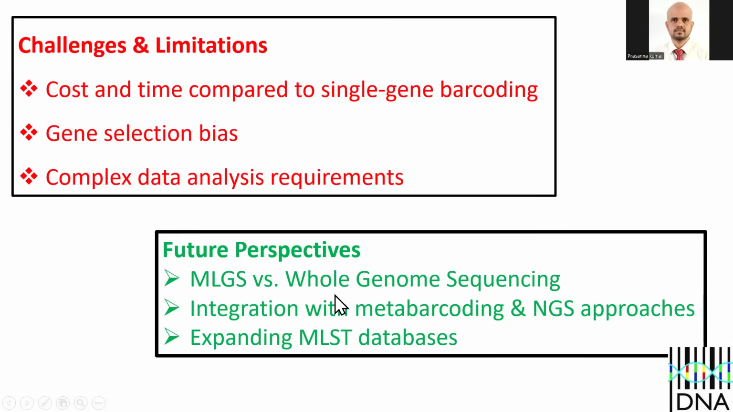From a future perspective, I think whole genome sequencing will give you a better perspective, but it is still very costly compared to multiple gene sequencing. Multiple gene sequencing costs at least 2 times that of single locus sequencing, but whole genome sequencing costs you 12 times more than single locus sequencing. So cost-wise, multi-locus sequencing is much better for species identification.